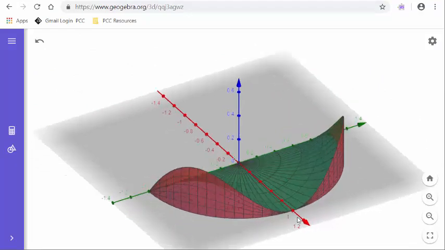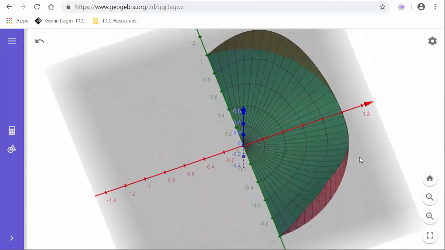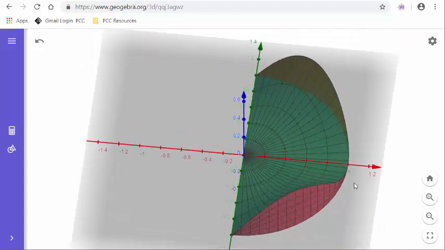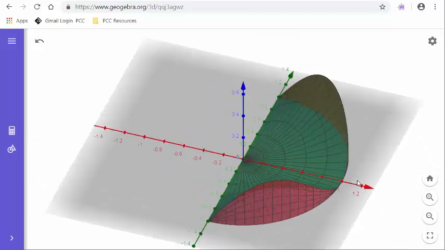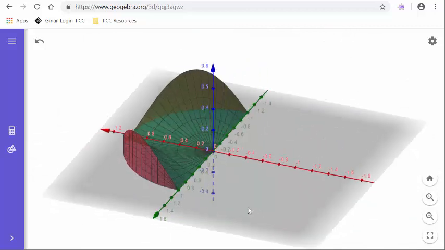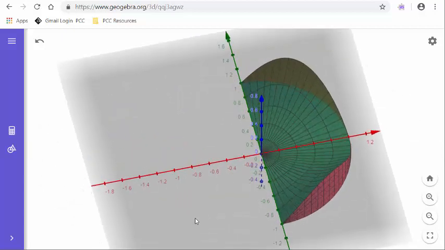We actually could have used some symmetry and done the integral from 0 to pi over 2 for our angle and then multiplied the whole thing by 2 just as well. Either way is totally fine. So kind of a cool little shape there, but we're looking for the volume of that solid. Alright, let's go ahead and flip back.